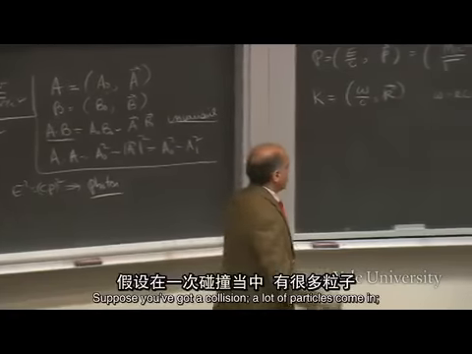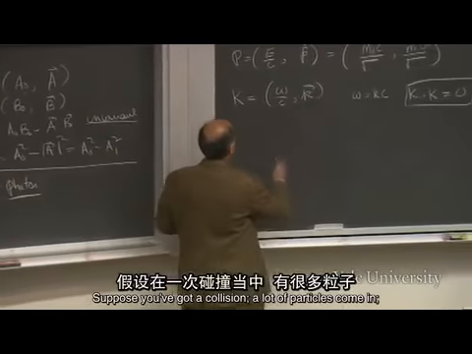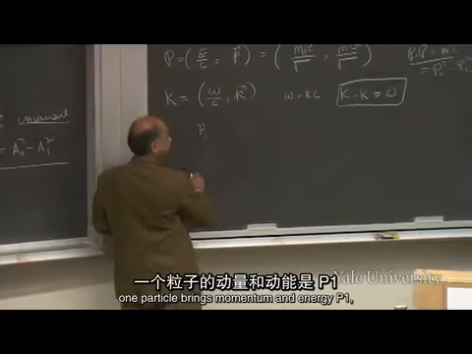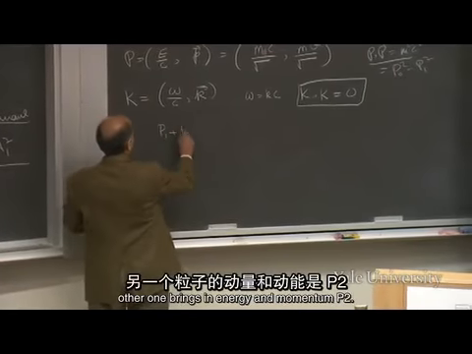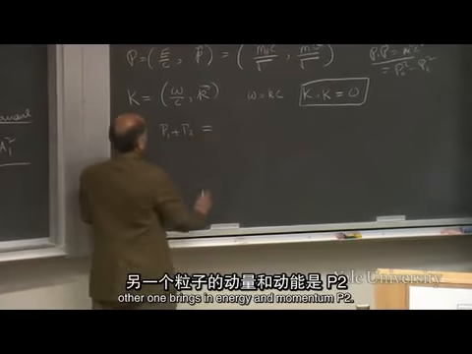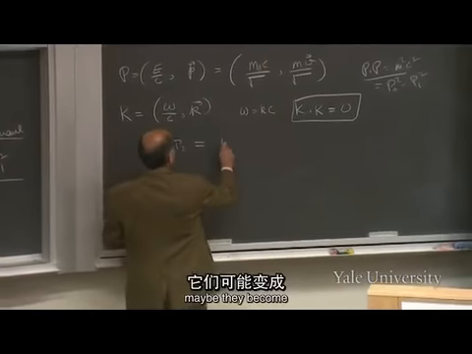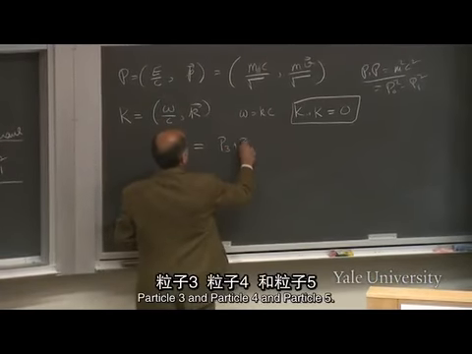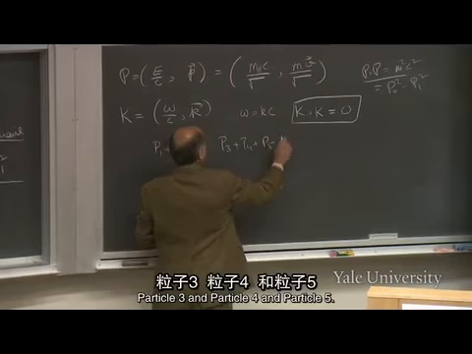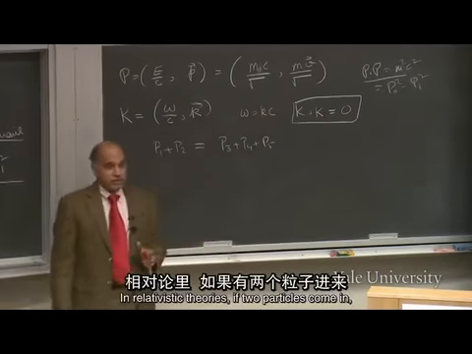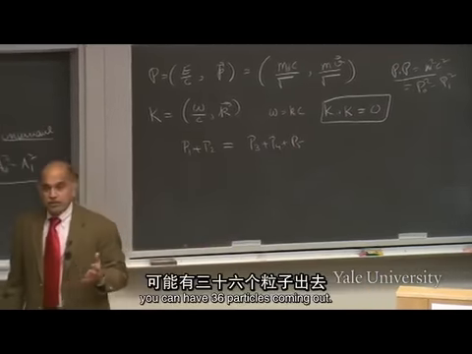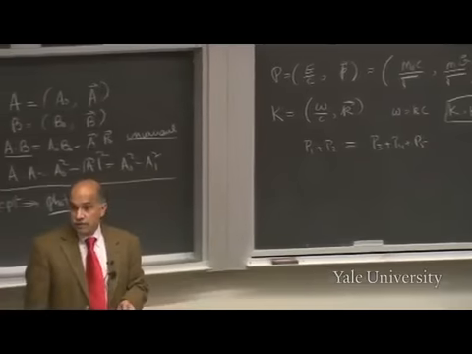Let's understand why. Suppose you've got a collision, a lot of particles come in. One particle brings momentum and energy P1, the other one brings energy and momentum P2. And at the end of the collision, maybe they become particle 3 and particle 4 and particle 5. In relativistic theories, if 2 particles come in, you can have 36 particles coming out.